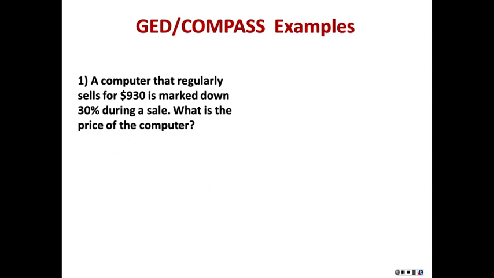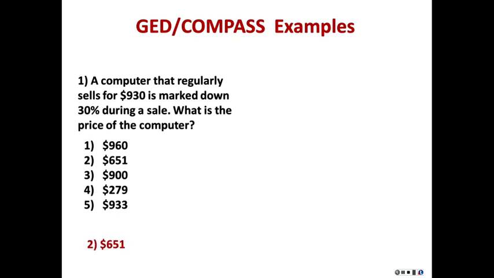A computer that regularly sells for $930 is marked down 30% during a sale. What is the price of the computer? Here I want you to actually give me the amount. Number 2 is correct. You really want to take 70% of 930. If you take 70% of 930, you should get 651. Subtract that on the complement side.